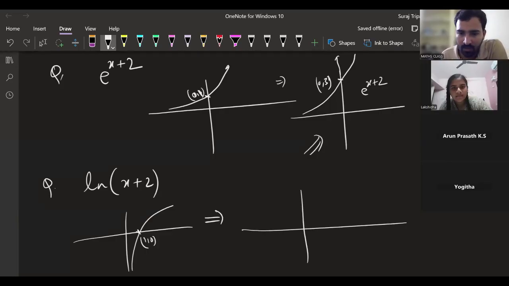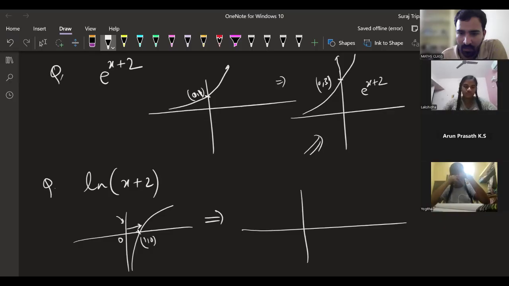The new graph will look like this. Previously, between 0 and this root, we can see there was a gap of 1 unit. If you are shifting the entire graph towards the left side, there will again be an asymptote. The new asymptote will become x equals -3.